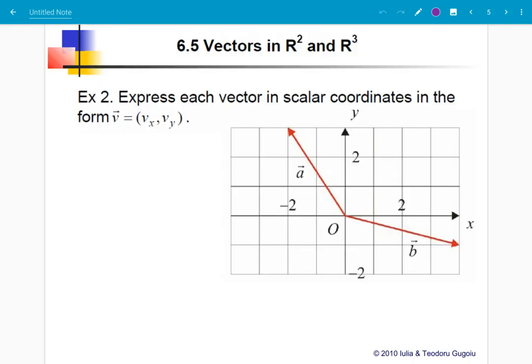Okay, example 2. Express each vector in scalar coordinates, that means x, y pairs, in the form where the vector V is equal to Vx, Vy. So, vector A has an x component of -2 and a y component of +3. Vector B has an x component of +2 and a y component of -1.